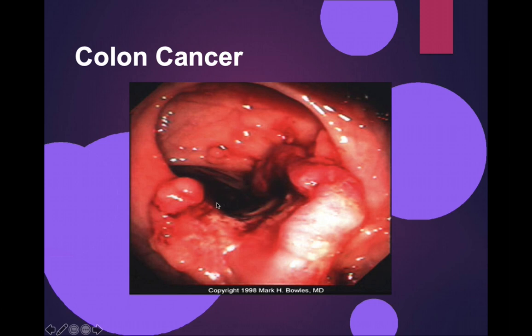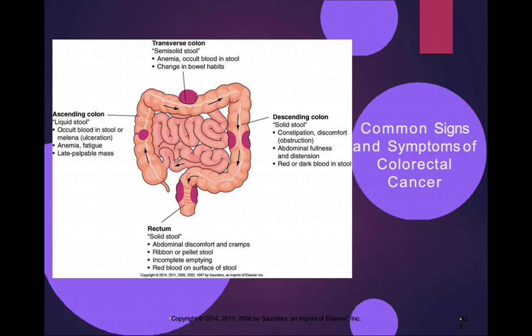So that's why when we ask about when you look, not only what is the color, what is the shape, what is the length, all of this information really does matter. A pencil-like thin stool is a strong indicator of colon cancer. Again, losing 15 pounds in 2 weeks or 30 pounds in a month, with anemia and fatigue, is a good indication of colon cancer. So this is where cancers can occur.